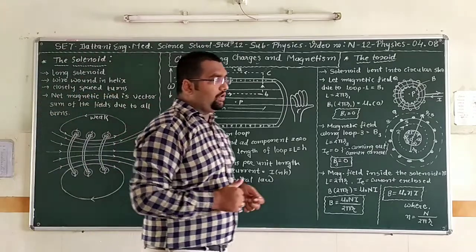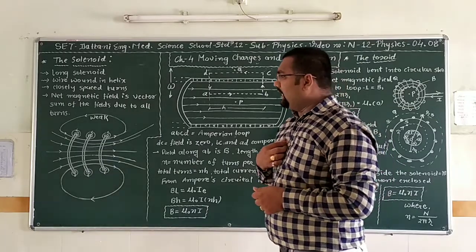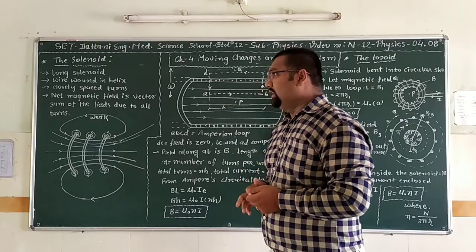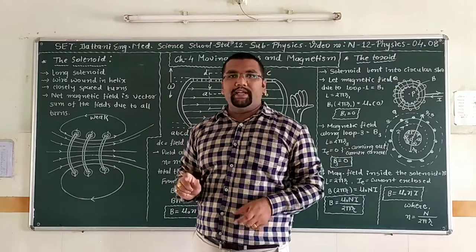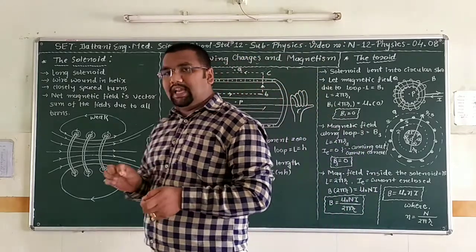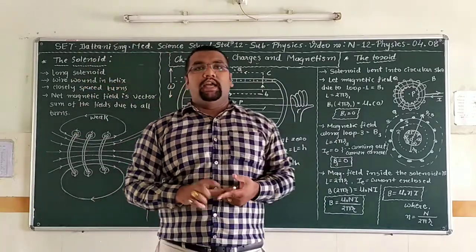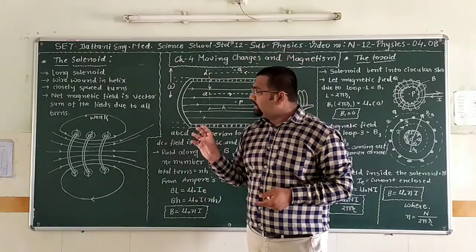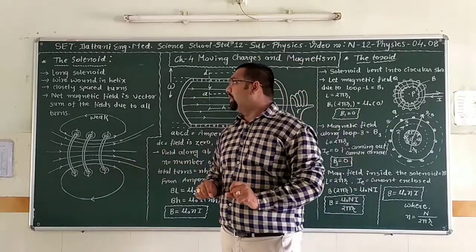We are going to talk about a solenoid first. Here we have considered a long solenoid. A long solenoid means the length of the solenoid is large compared to its radius. The length of the solenoid is large with respect to its radius, so that is called a long solenoid.